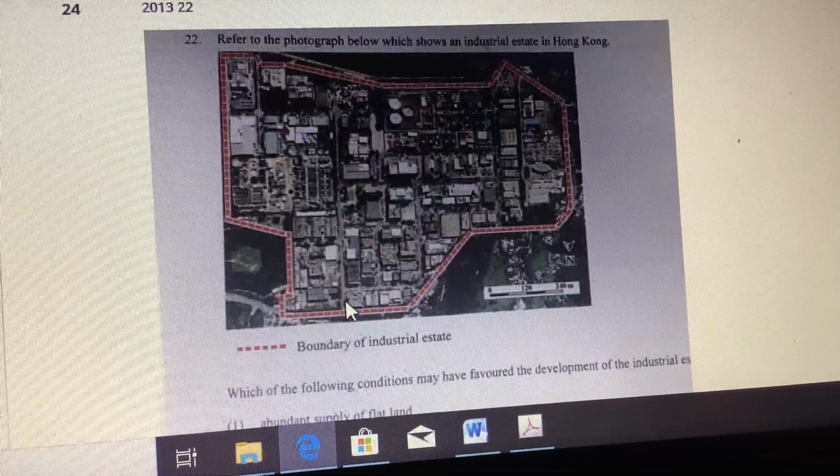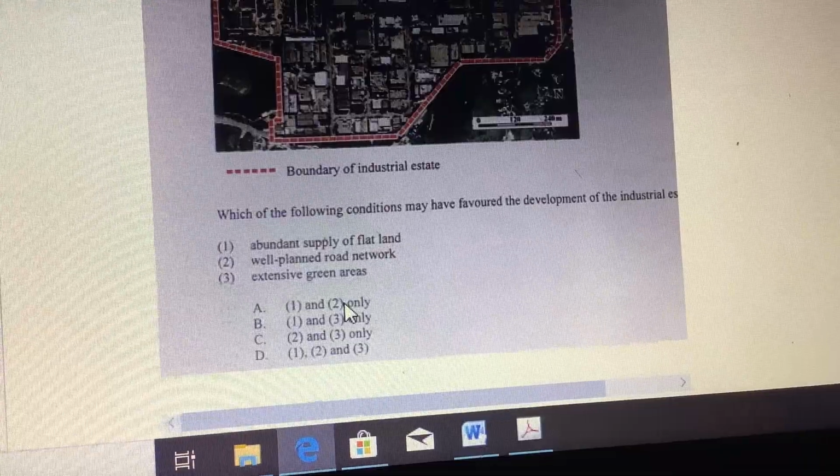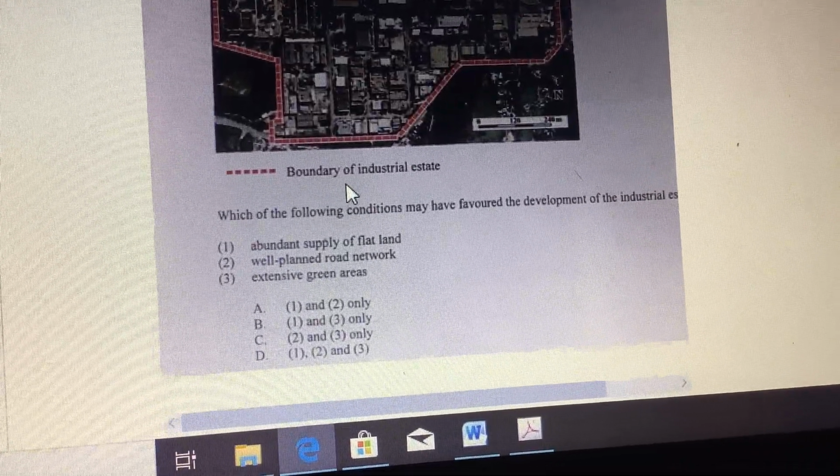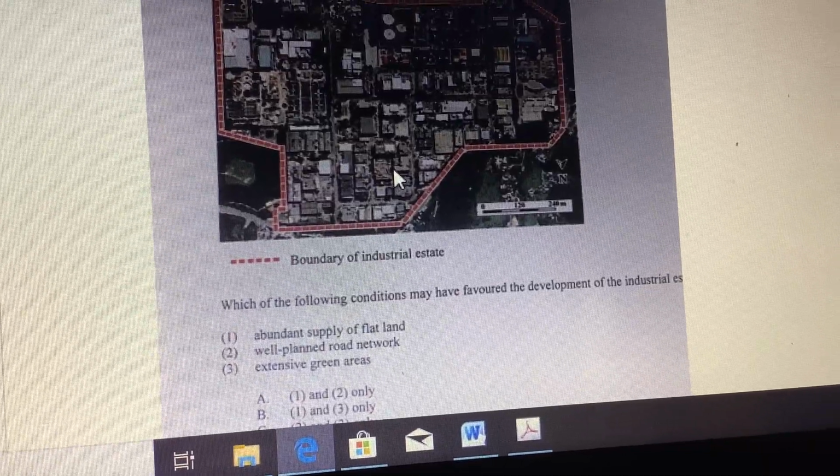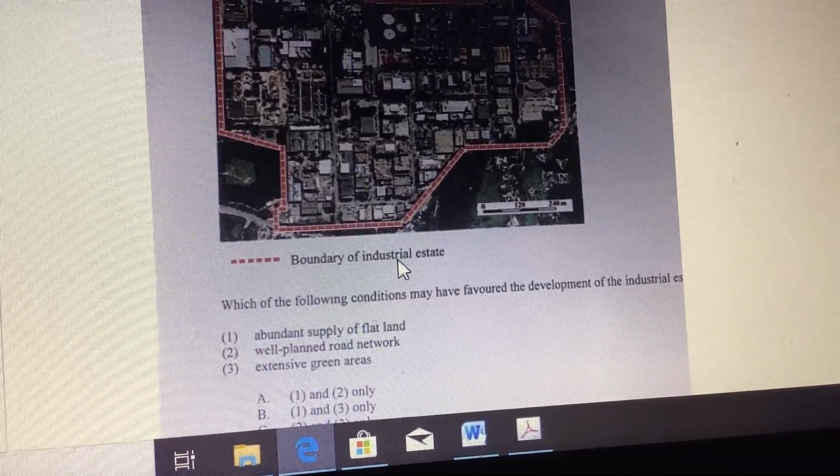Okay, right here. This one I have talked about in unit 3 before, but anyway, I talk to you once again, because the green areas is not in the boundary of the industrial estate.